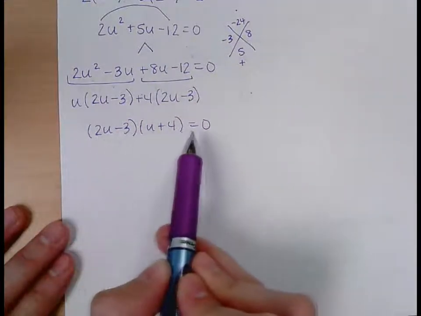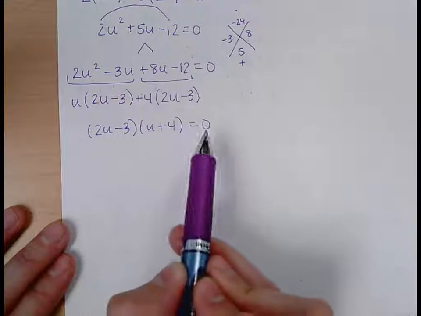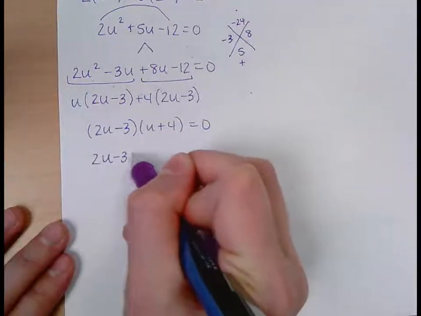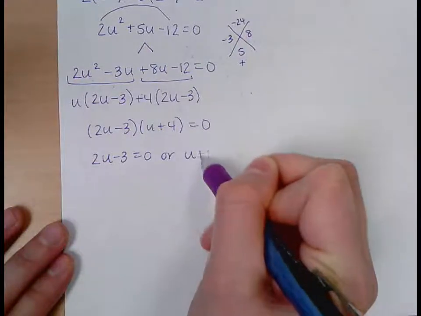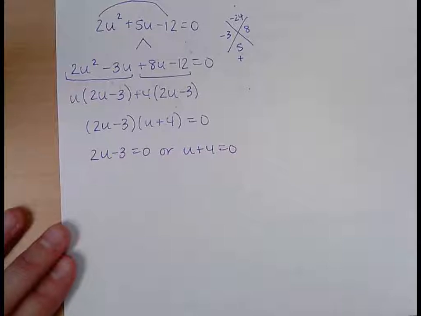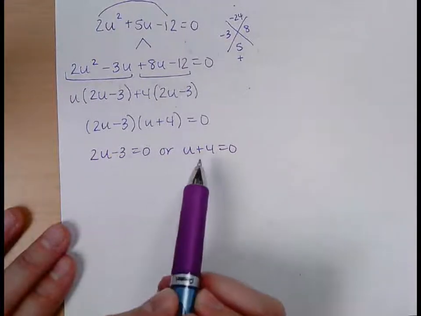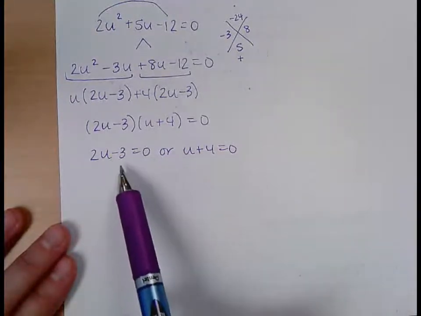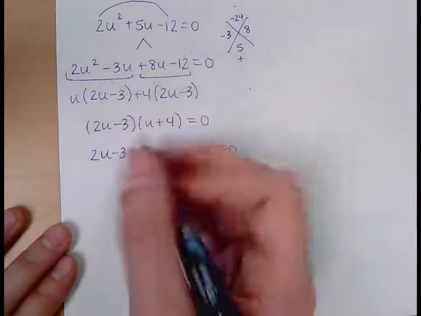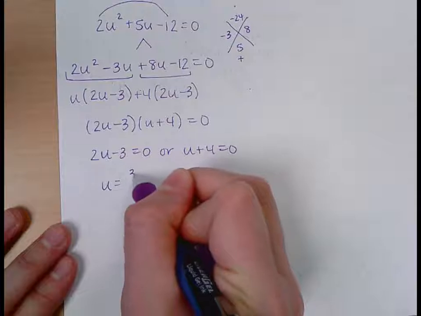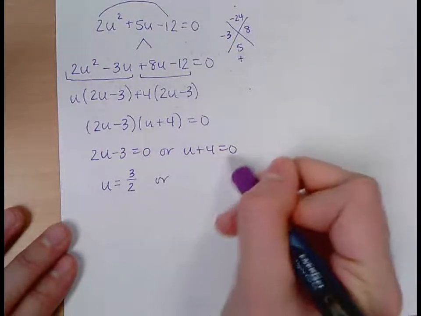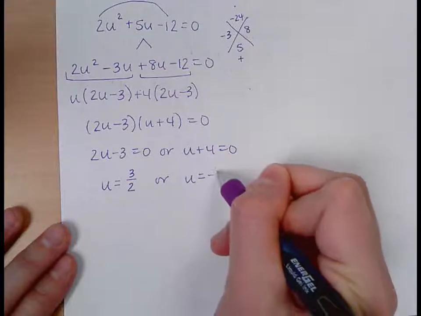Okay, and then I can use the zero product property, set each of these factors equal to 0. So 2u minus 3 equals 0, or u plus 4 is equal to 0. And then solve them both for u. So the first one, I'm going to add 3 to both sides, divide by 2. So u would equal 3 halves. Second one, subtract 4, u equals negative 4.